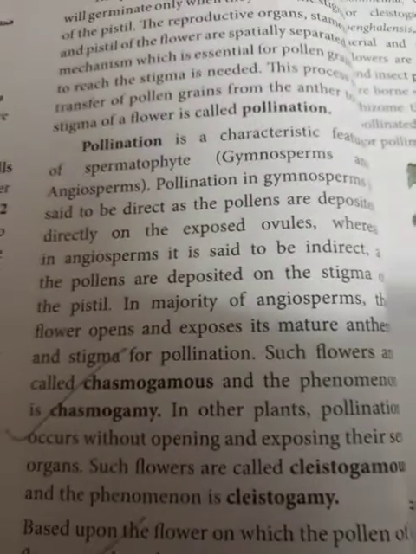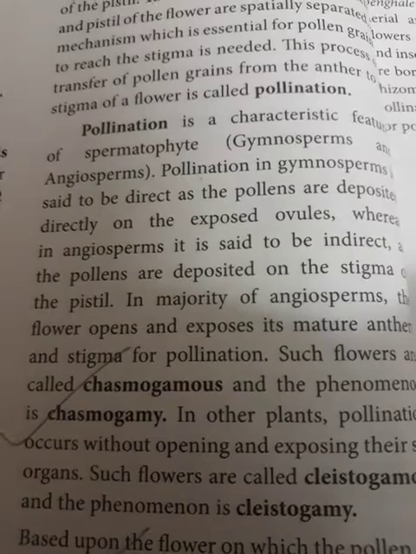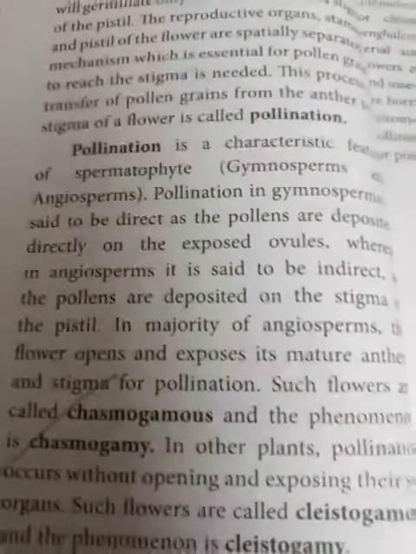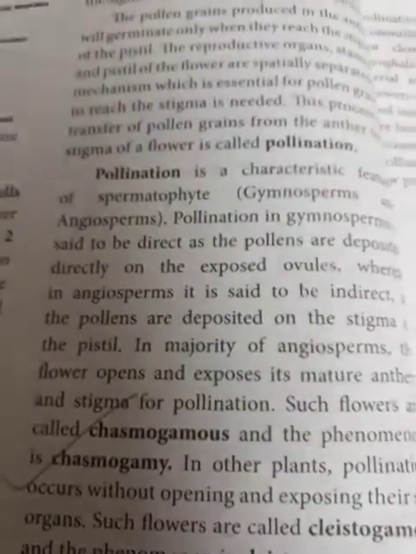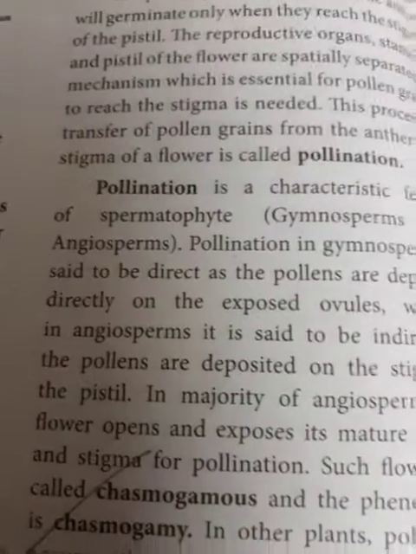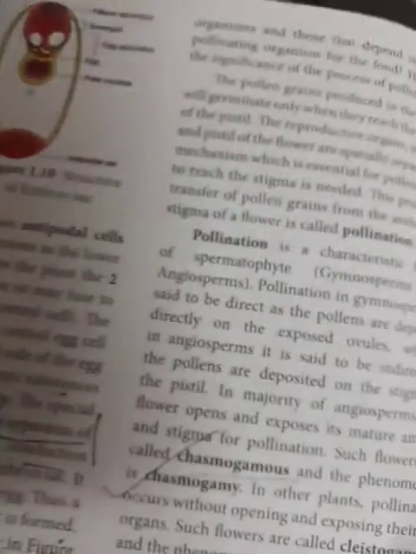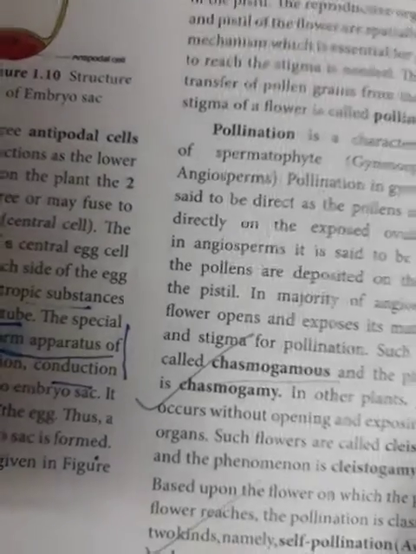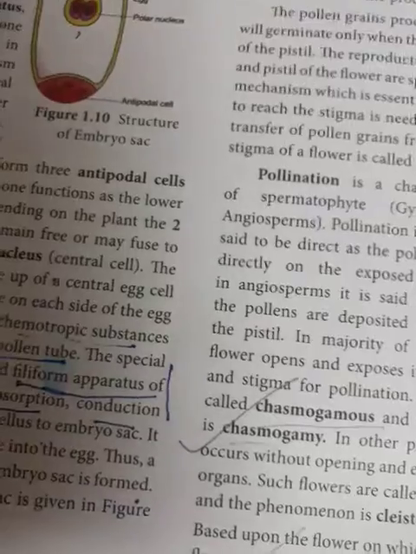In the majority of angiosperms, the flower opens and exposes its mature anther and stigma for pollination. When the flowers open for pollination, the transfer of pollen grains takes place from anther to stigma. In the open condition of a flower, these flowers are called chasmogamous. Underline that one, chasmogamous flowers, and the pollination type is called chasmogamy. Gamy means gamete, chasmo means open condition of the flower.